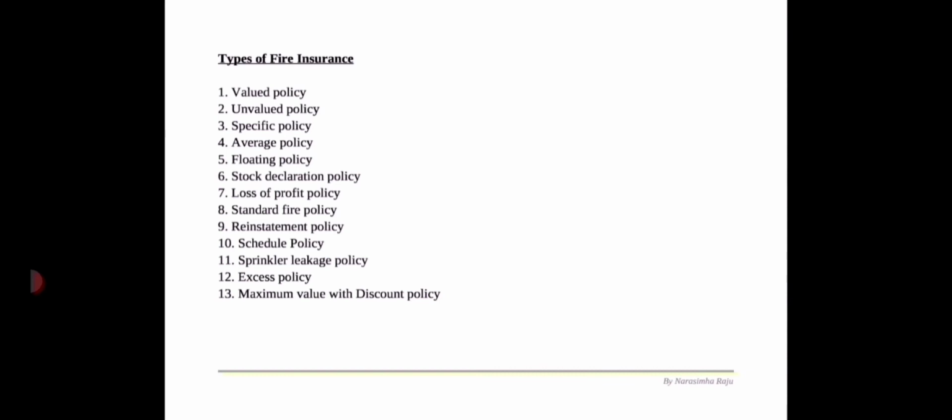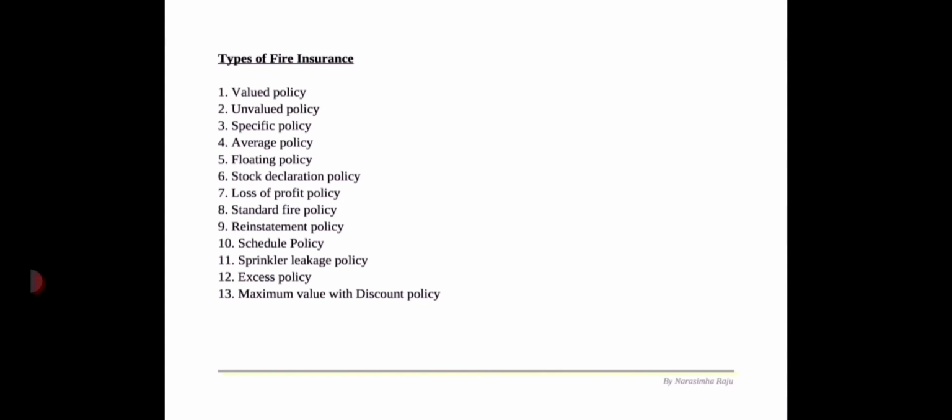And the next type of fire insurance is loss of profit policy. This type of policy covers the loss of profit which is sustained as the result of fire. This policy is also known as consequential loss policy. And the next type of fire insurance policy is standard fire policy. This policy is issued for compensation of all direct loss or damage caused by lightning and burning. Such policies also cover damages by earthquake, heavy flood, explosion, cyclones and riots.